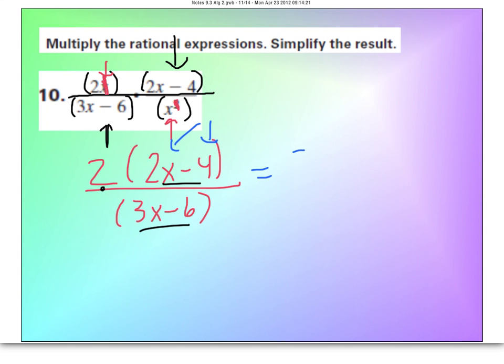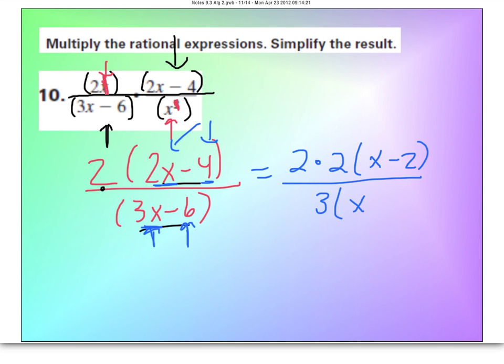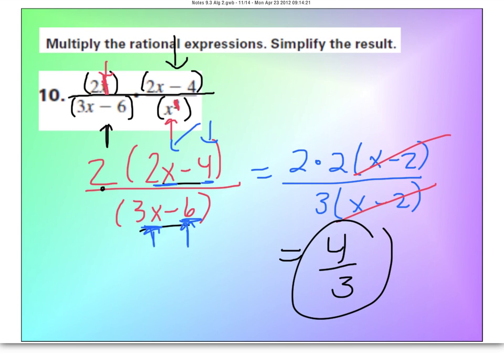So I'm going to keep the original 2 and put the new 2 I'm going to pull out. 2x divided by 2 is x. Negative 4 divided by 2 is negative 2. Down below, I can pull the 3 out of both of those. 3x divided by 3 is x. Negative 6 divided by 3 is negative 2. Now clearly you can see the x minus 2 group gets crossed off. And what I'm left with on the top is 2 times 2 or 4 over 3. This is 4/3.